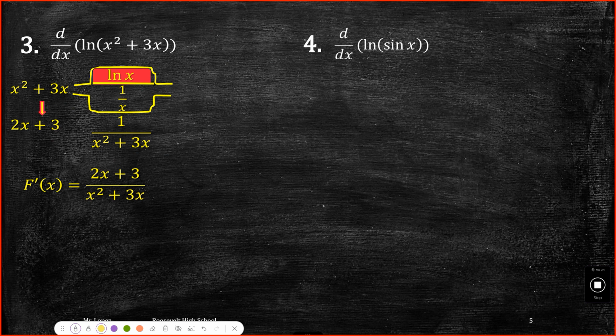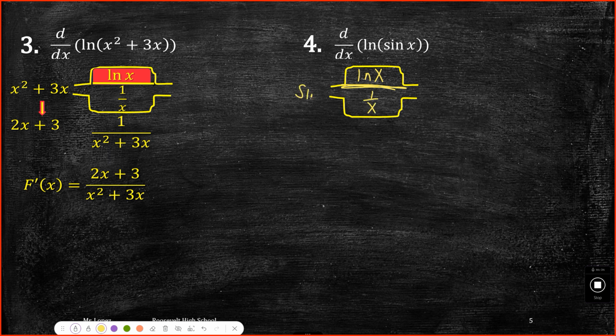Continue. Let's go. Number 4. Like I said, after a while, once you get the steps, then you probably don't need the machine I draw. But you have to be able to recognize inner and outer. What's the inner and the outer? Same. Outer is ln x, derivative 1 over x.